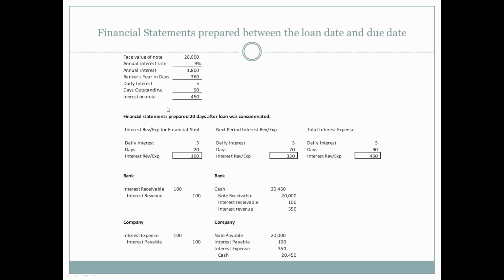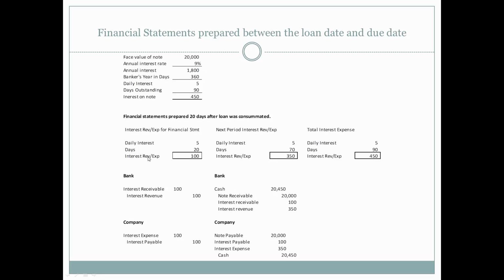So therefore, since we have to accrue for and take into consideration 20 days that have transpired between the date we took out the note and the date the financial statements are being prepared, we will have to calculate that amount for 20 days. So the interest revenue for the bank and the interest expense for the company for the financial statement date will be the daily interest of $5 times the number of days that has been outstanding between the time of the consummation of the note and the date the financial statements are prepared.